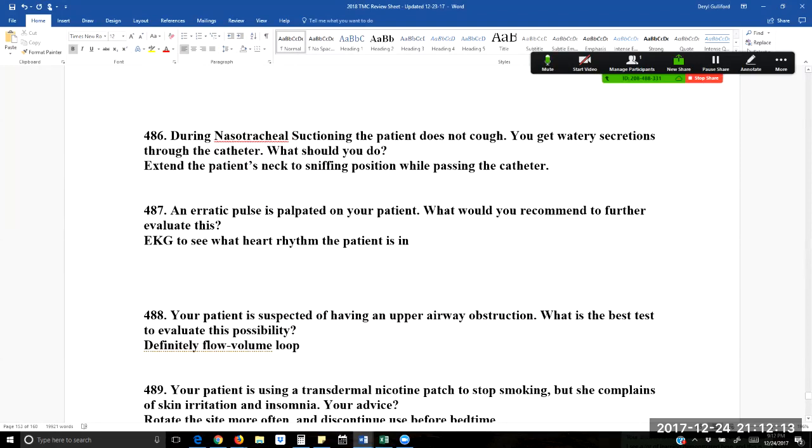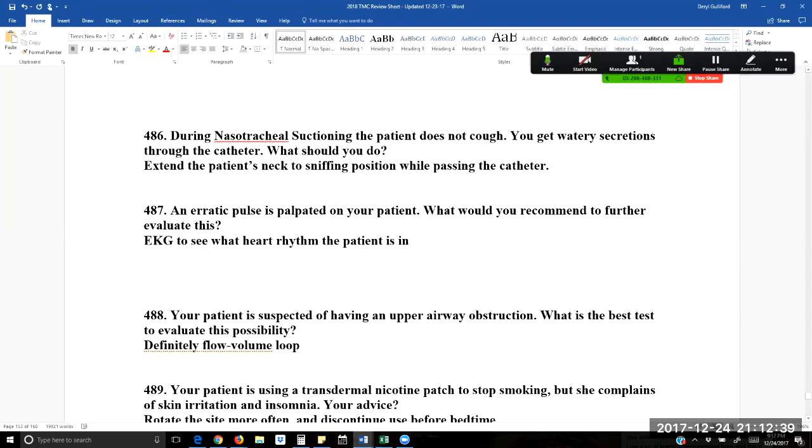486, during nasotracheal suctioning, the patient does not cough. You get watery secretion through the catheter, but the patient does not cough. Well, folks, anybody who winds up with a catheter in their trachea will cough. So we're not getting the catheter into the trachea is the problem. So we extend the patient's neck to sniffing position while passing the catheter. And when you get a good sniffing position, the catheter will go in the trachea.